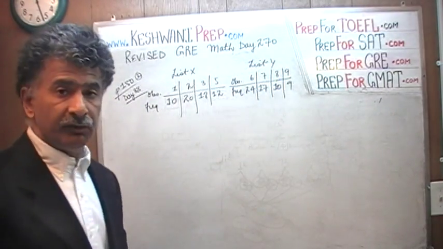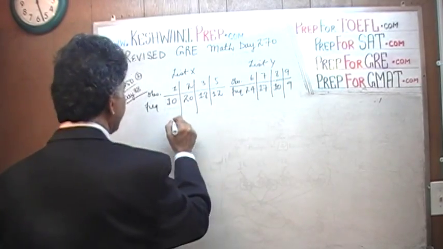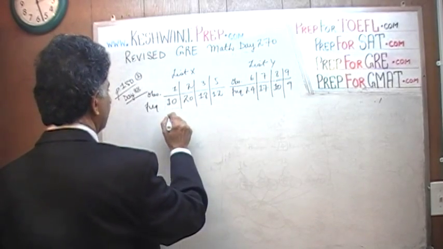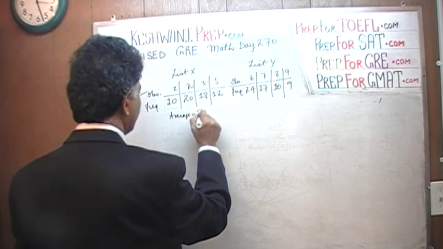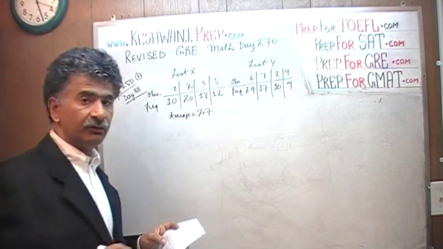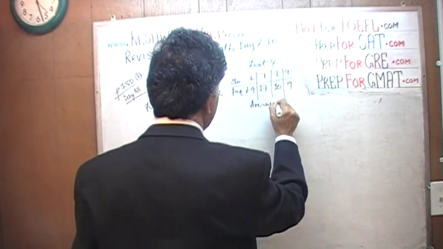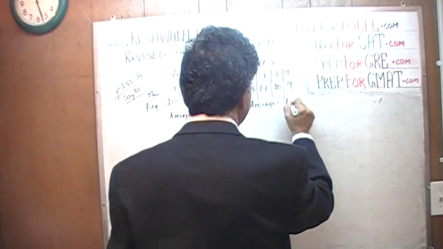As you can see, each of these lists has 60 numbers exactly. We are also told that the average of the 60 numbers in list X is 2.7. We are also told that the average of the 60 numbers in list Y is 7.1.